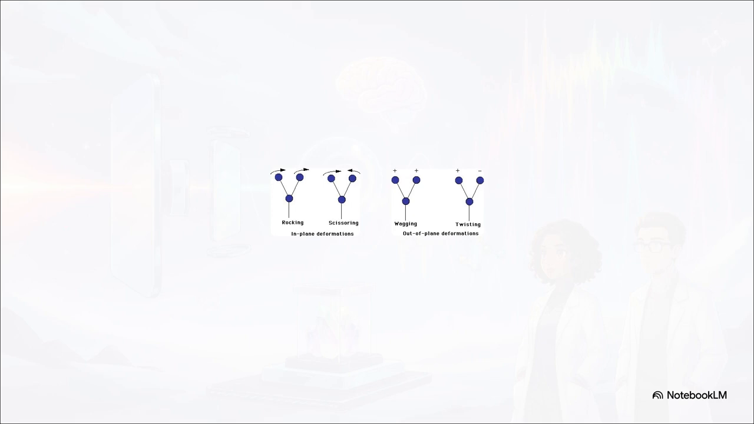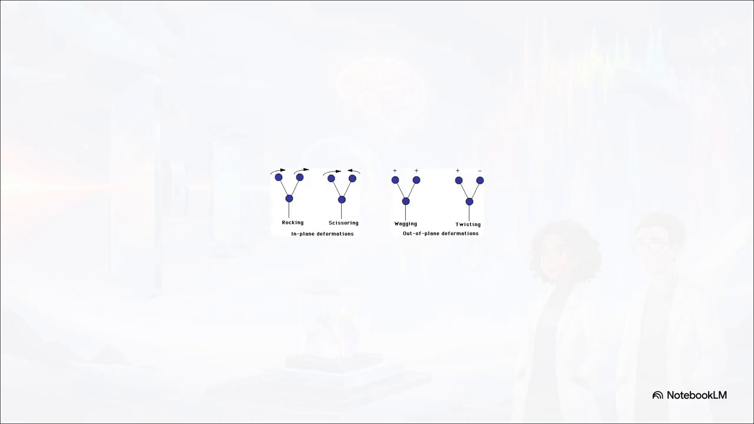Bending vibrations are categorized by how they move relative to a plane. We've got in-plane deformations. Scissoring is exactly what it sounds like, two atoms moving back and forth toward each other like scissor blades. Rocking is when they swing back and forth together in the same direction, kind of like a pendulum. Then we have out-of-plane deformations.